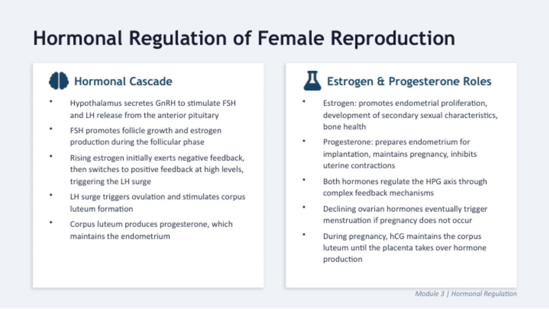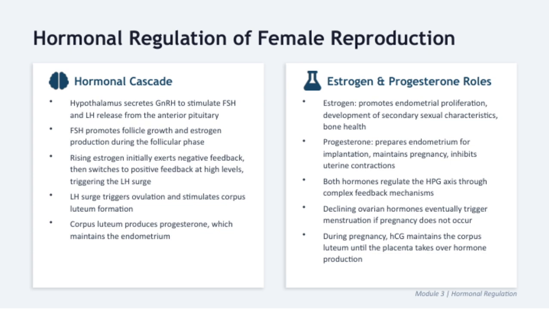The hypothalamus secretes gonadotropin-releasing hormone, or GnRH, which stimulates the anterior pituitary to release FSH and LH. During the follicular phase, FSH promotes follicle growth and stimulates estrogen production. As estrogen levels rise, they initially exert negative feedback on the hypothalamus and pituitary. However, once estrogen reaches a high enough level, this feedback switches to positive, leading to a surge in LH.